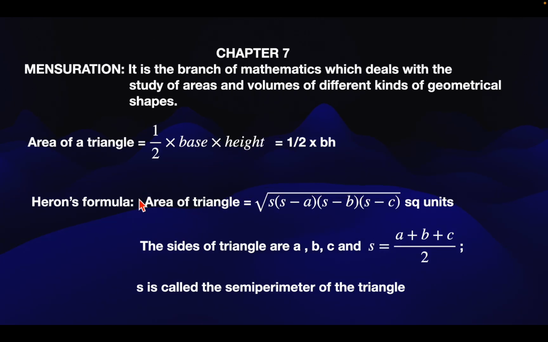Today we are going to study a new formula, that is Heron's formula, where the area of a triangle is given by the square root of s into (s minus a) into (s minus b) into (s minus c) square units. a, b, c are the lengths of the sides of the triangle, and s is the semi-perimeter, that is, the sum of the sides divided by 2. We know that the sum of the sides is the perimeter of a triangle, so perimeter divided by 2 is the semi-perimeter s. So if you know these values a, b, c and s, you can find the area of a triangle using Heron's formula.